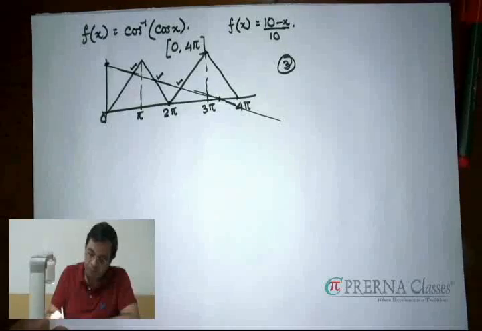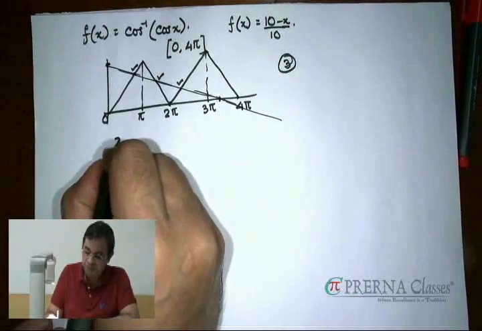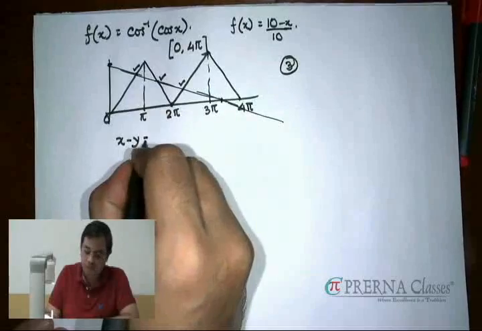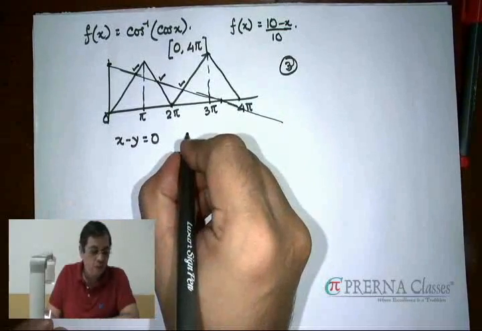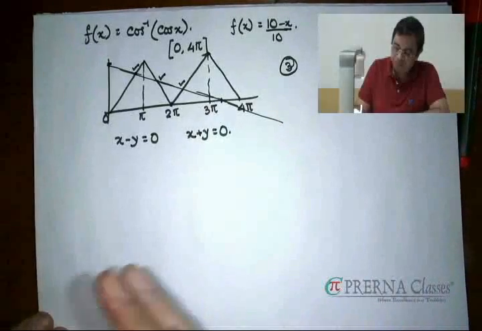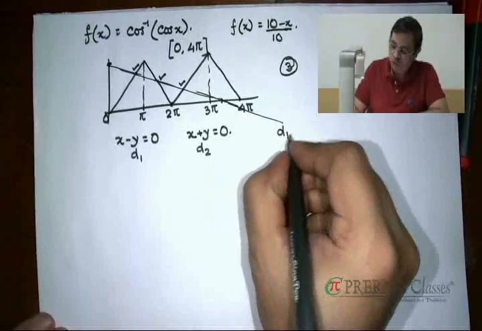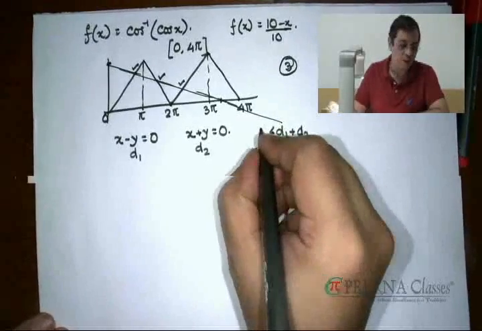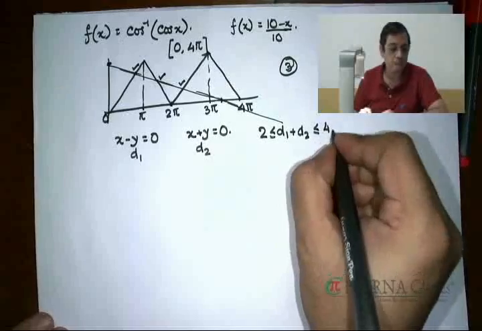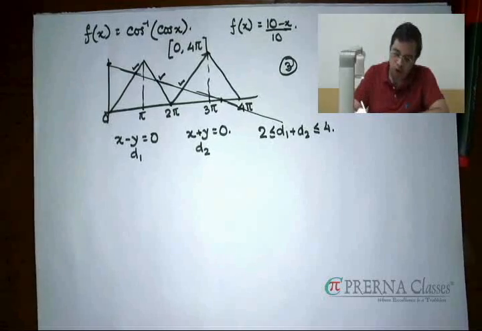The next question, we were looking at the distance of a point P from this line and from this line, satisfying the condition that D1 plus D2 should lie between 2 and 4. What was required was the area of the region of all points like this in the first quadrant.